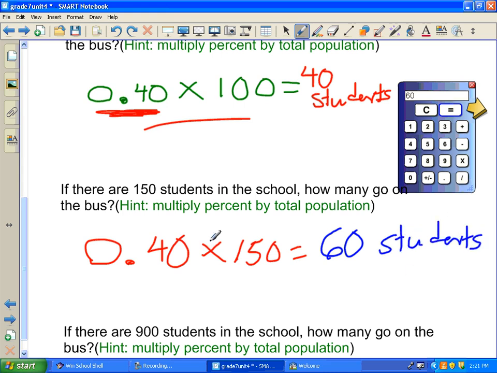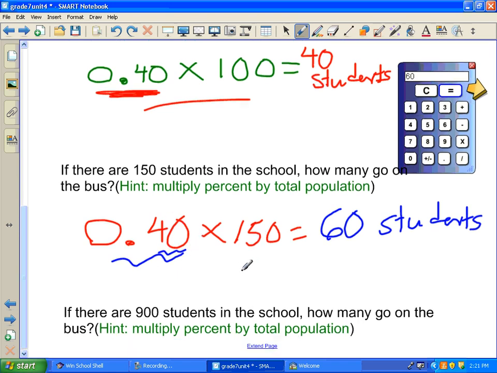Now, you know that if I were to say just as an estimate, I would say, well, 40% is close to 50%, and half of 150 is 75. So we know it's going to be less than 75 because this is slightly less than 50%, or half of the students. So if we get any more than 75, we know our answer is way off.